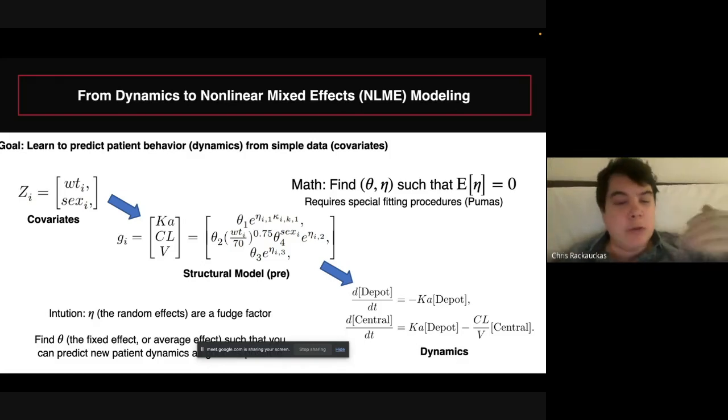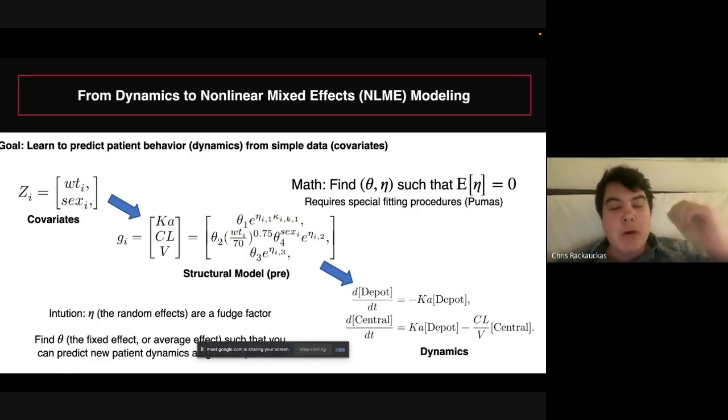And when you do this within a clinical trial, you can measure what the covariates are, and you can measure the internal drug dynamics. Now the key here, though, is that in the structural model, there are two different parts. There are these thetas, which we call the fixed effects, and the eta, which we call the random effects. And what we want to do is find the fixed effects, or basically the average effect of a covariate on these parameter terms in the dynamical system.